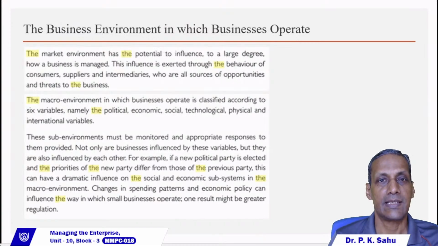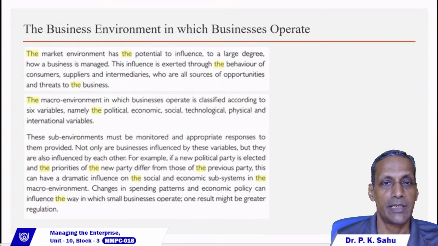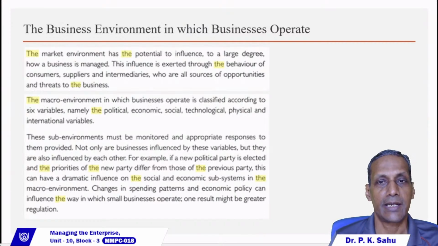This influence is exerted through the behavior of consumers, suppliers, and intermediaries, who are all sources of opportunities and threats to the business. The macro environment in which businesses operate is classified according to 6 variables, namely political, economic, social, technological, physical, and international variables. These sub-environments must be monitored and appropriate responses to them provided.